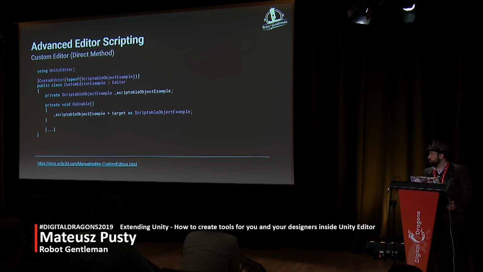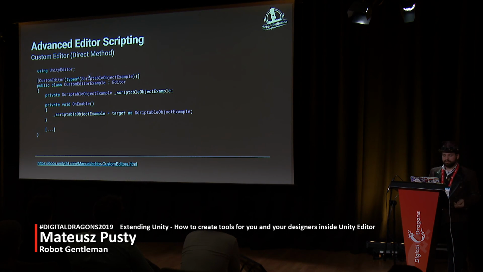So let's do something fun, and let's create a custom editor for our scriptable object. So we use a class that derives from Editor, and we use the attribute CustomEditor, typeof ScriptableObjectExample. This will tell Unity that we are currently editing this object, if we click on it. And I will present you two methods of doing the same thing and talk to you about pros and cons.